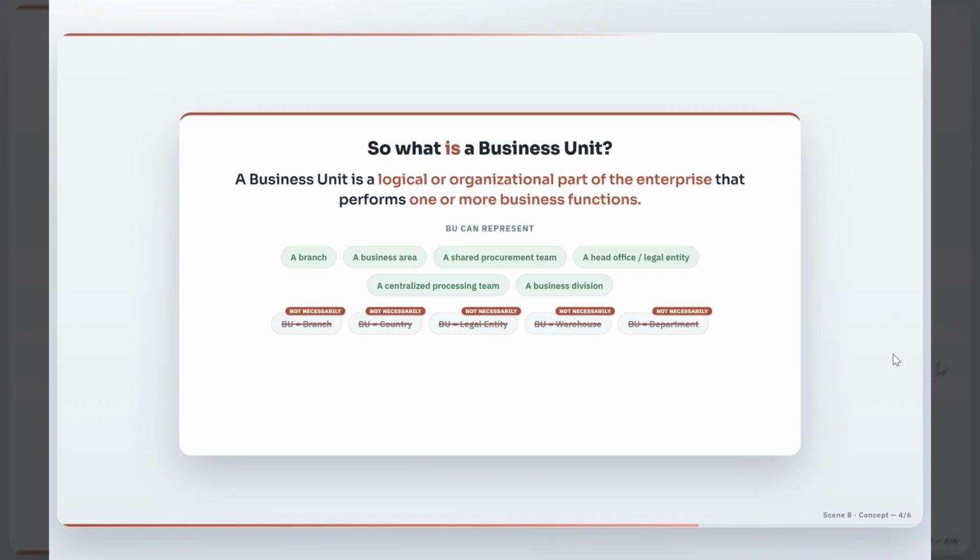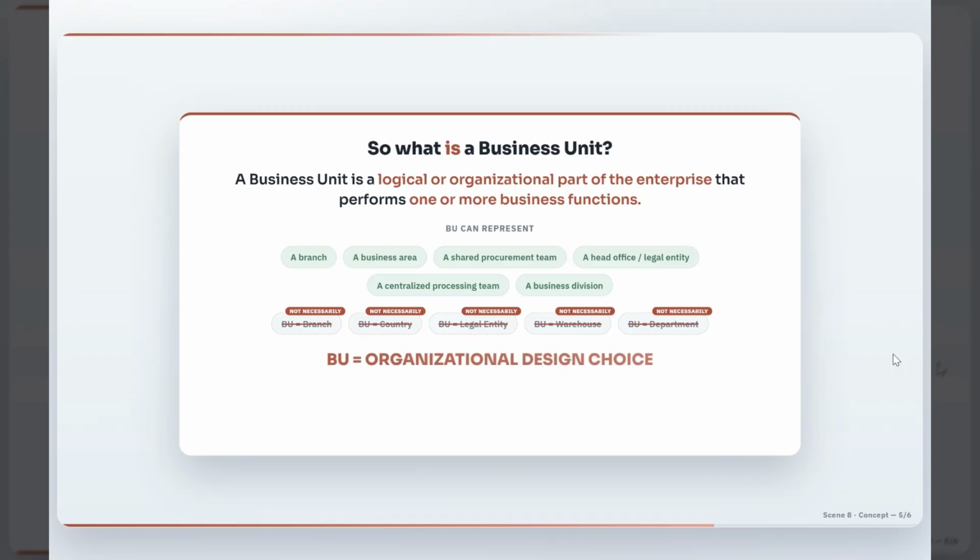So, BU equals branch? Not necessarily. BU equals country? Not necessarily. BU equals legal entity? Not necessarily. BU equals warehouse? Not necessarily. BU equals department? Again, not necessarily. BU is an organizational design choice.